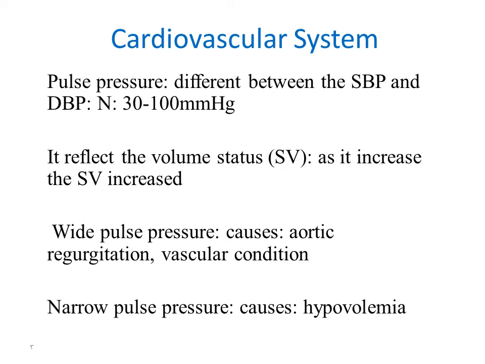Wide pulse pressure may occur among patients with aortic regurgitation or other vascular conditions. Aortic regurgitation is when the blood may regurgitate, backflow, after the closure of the aortic valve during diastole.